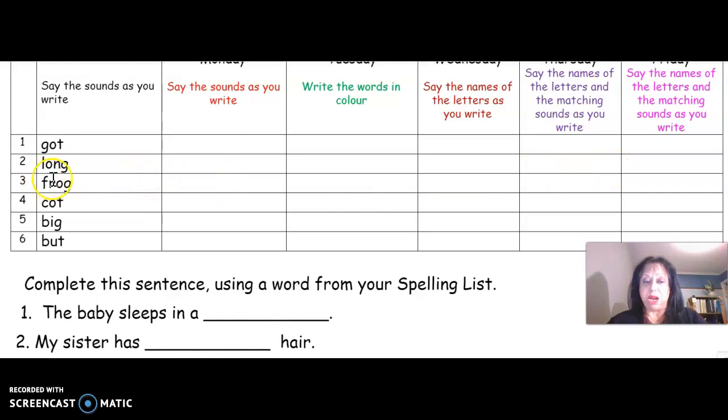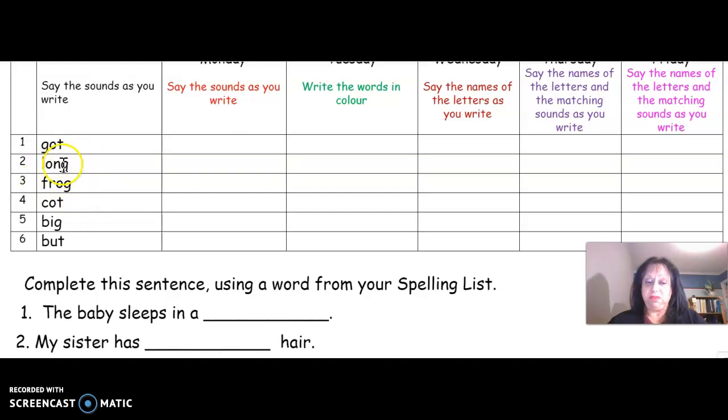Let's try another one. Long. So we're going to say the letter first. L, O, O, N, N, G, G, long. So we say the name of the word at the start and the name of the word at the end. So can you hear? Got, long, frog, cot, not cat, not C-A, C-O. So got, long, frog, cot.